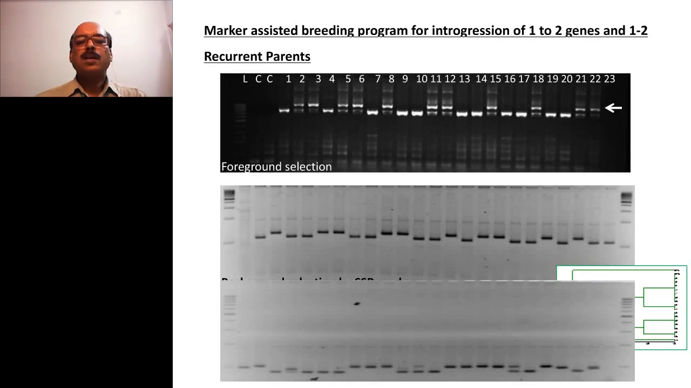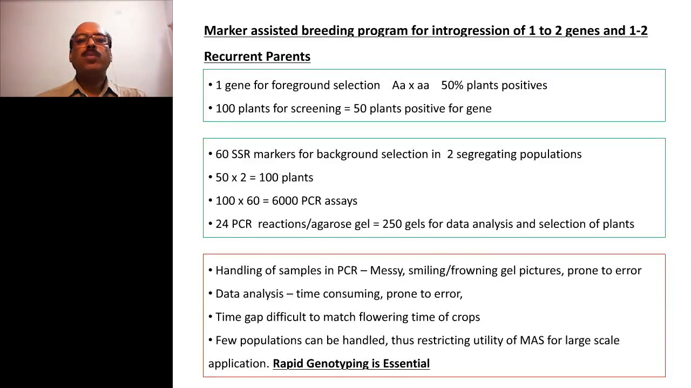So that is the whole process which I have explained in this slide, where we are carrying out introgression of 1 to 2 genes in 1 to 2 recurrent parents. So if we look at one gene for foreground selection, and if we carry out PCR based selection, then out of 100, 50% of the plants turn out positive for the gene. Then when we move on to the background selection, on an average, if we use 60 SSR markers for background selection, and in 2 segregating populations, then the numbers almost become 100 plants, and then it is tested with 60 SSR primers, then it becomes 6,000 PCR assays.